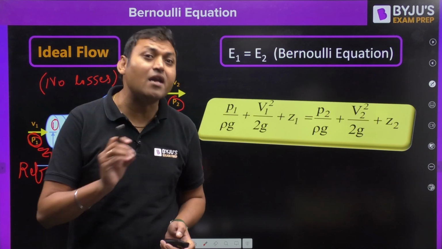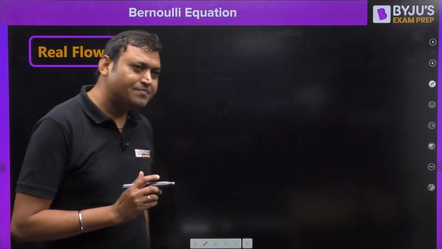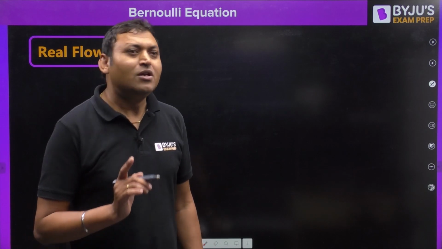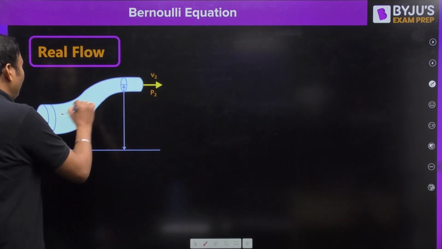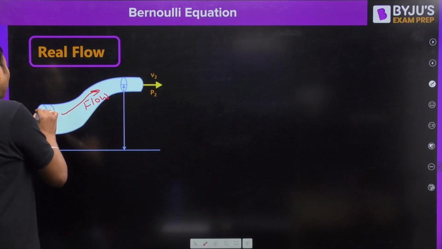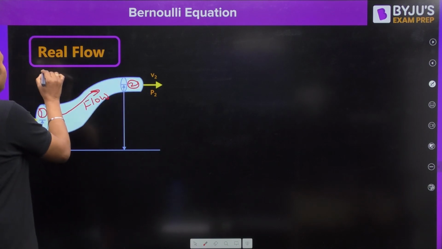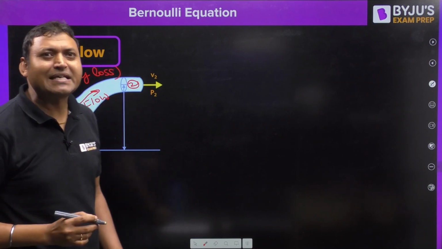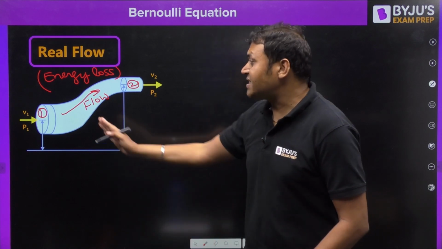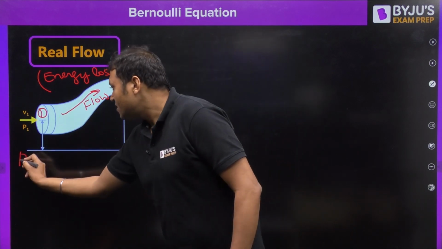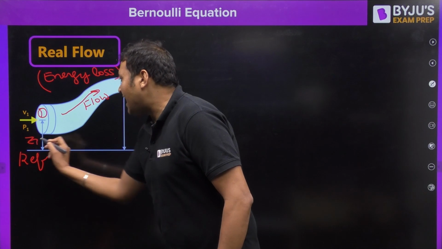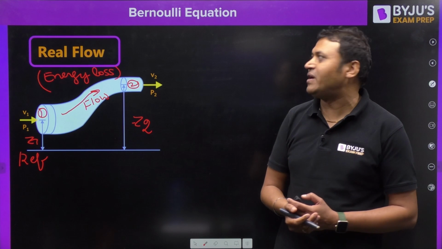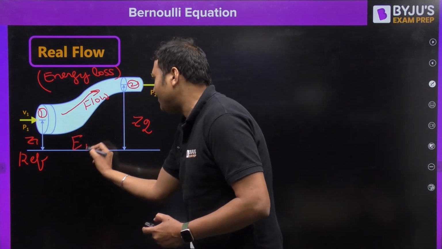So in case of real flow, there are always energy losses taking place in the direction of the flow. If it is a real flow from section 1 to section 2, then there is energy loss in the flow direction. The losses are always taking place in the direction of the flow. So if the flow is from section 1 to section 2, then the total hydraulic energy of the fluid at section 1 is greater than the total hydraulic energy of the fluid at section 2. E1 will definitely be greater than E2.